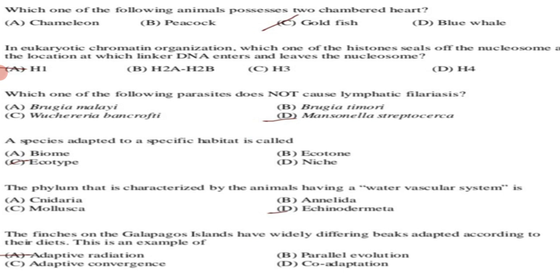Then moving to the next question, in eukaryotic chromatin organization, which one of the histones seals off the nucleosome at the location at which linker DNA enters and leaves the nucleosome? The H1 histone protein is one of the five main histone proteins which are components of chromatin in eukaryotes. The H1 protein binds to linker DNA.